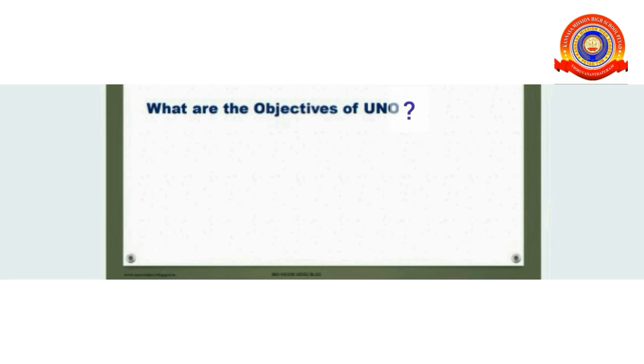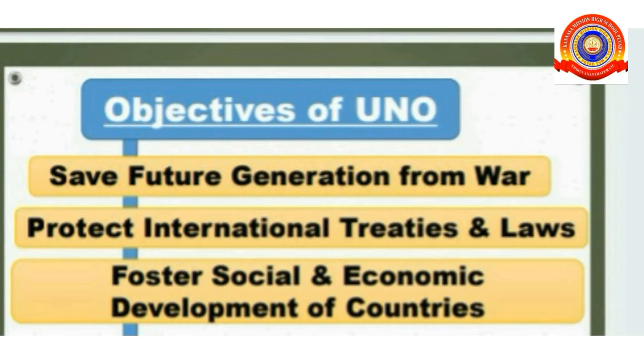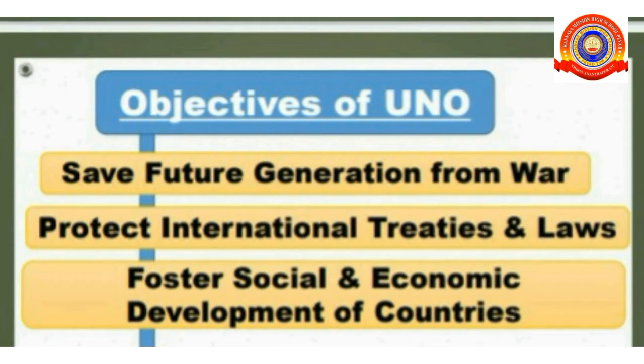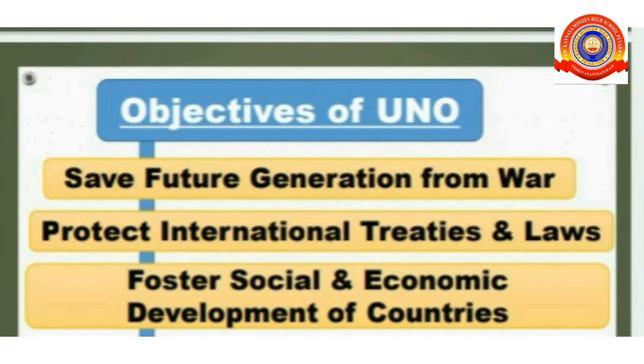Let's see what the objectives of UNO are. First one is to save the future generation from war. Next one, to protect international treaties and laws, and to foster social and economic development of countries. Look once again, what are the objectives of UNO? To save future generation from war, to protect international treaties and laws, and to foster social and economic development of countries.